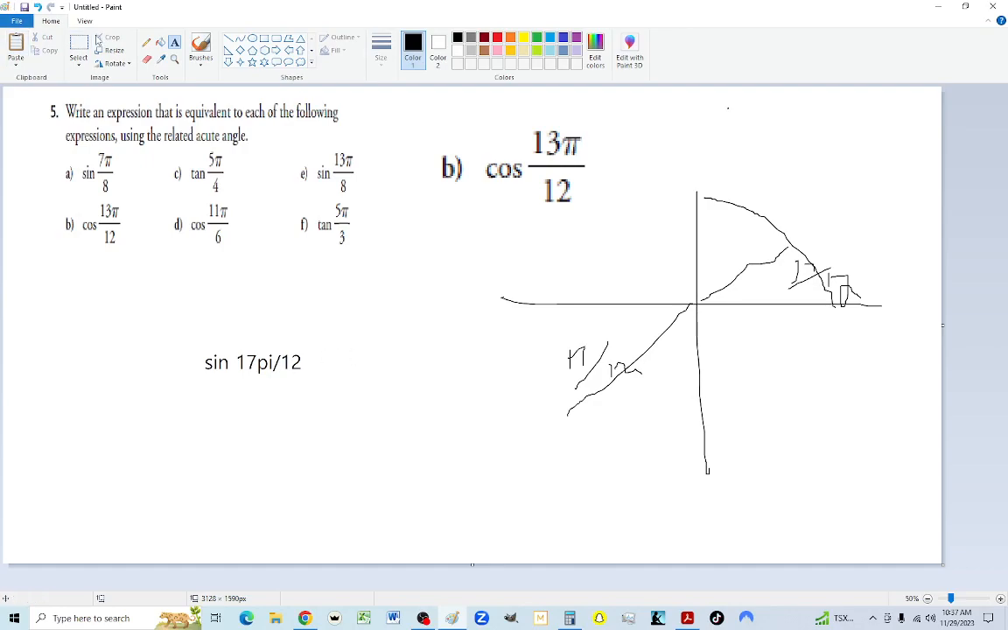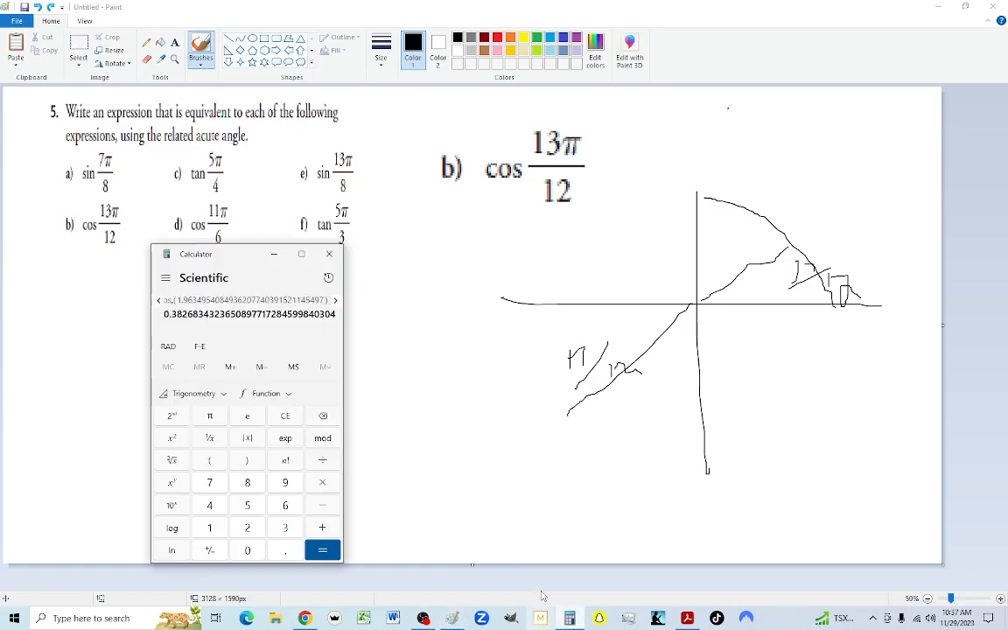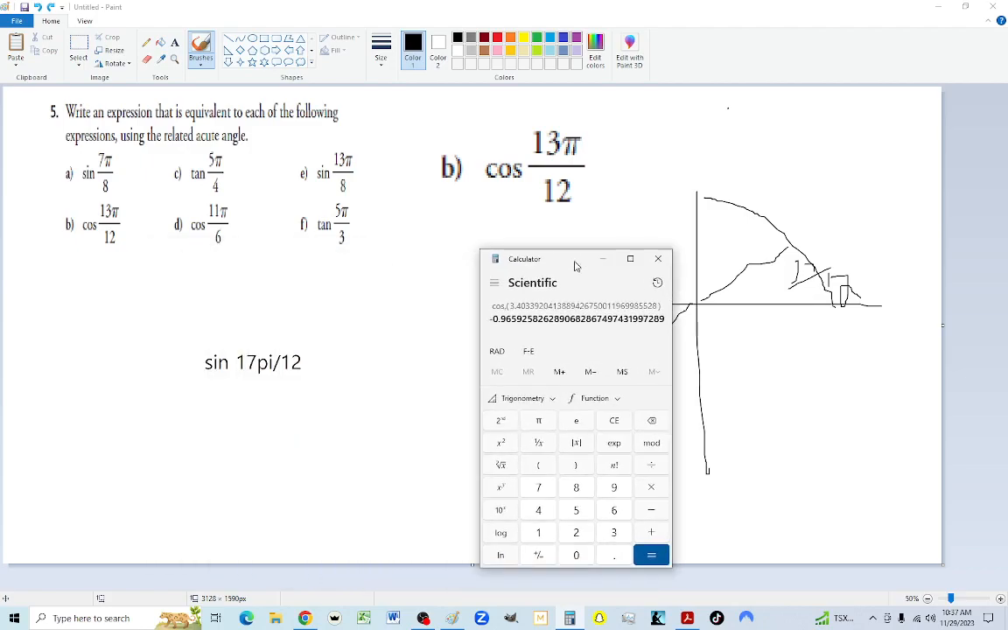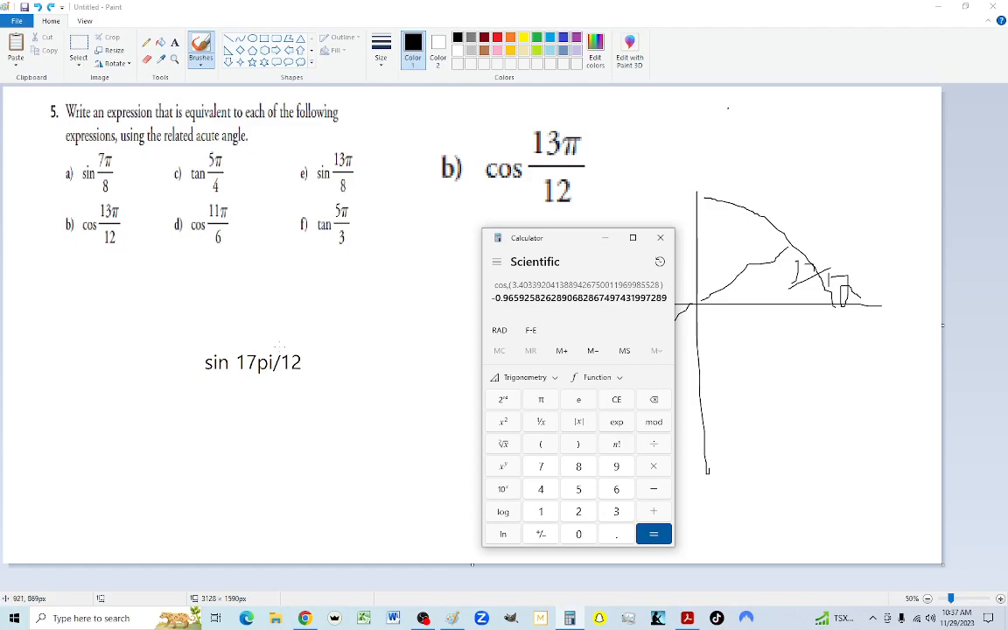Is this the same as that? Well, let's just let the calculator do it. Make sure you're on radians. You take 13 times pi divided by 12, and hit cosine. And you get negative 0.96, which makes sense because we're in quadrant 3. And then I put this one in quadrant 3, so it would also come out as negative 0.96. Let's see if it does. 17 times pi divided by 12 sine.